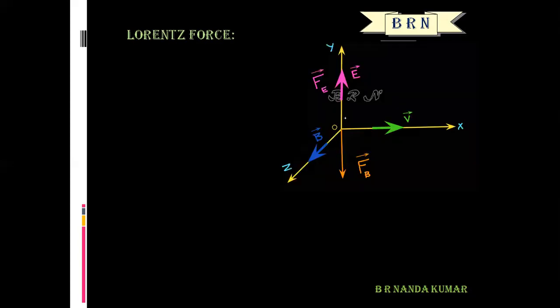Lorentz force means the total force acting on a charged particle moving in a region where both electric and magnetic fields are present. First, let us consider crossed electric and magnetic fields which are mutually perpendicular to each other, and the charged particle is moving perpendicular to the direction of the magnetic field, and also perpendicular to the direction of the electric field.